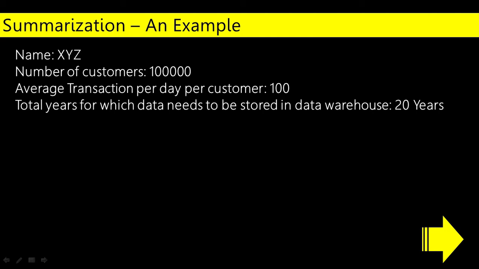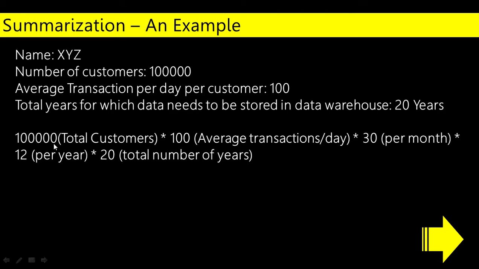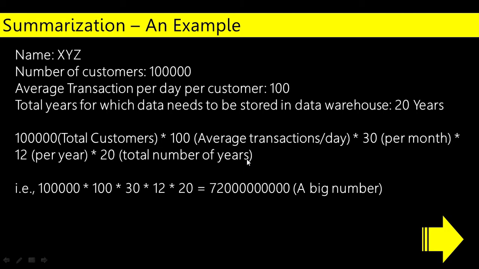Taking the above details into consideration, let's see how many records are being generated for the telecom company. So 1 million, that is total customers, into 100, that is average transactions per day, into 30, that's per month, into 12, that's per year, into 20, that's the total number of years we want to store the data. That is 1 million into 100 into 30 into 12 into 20. We are talking about a huge number. On top of that, please understand, we are just considering the transactions. We are not talking about the size consumed for the details of customers, details of employees, and a lot of other factors.